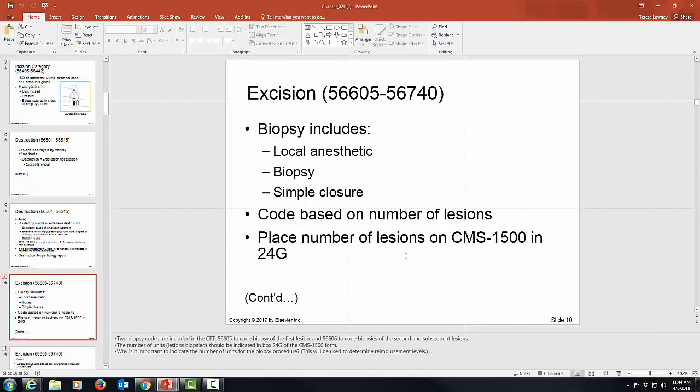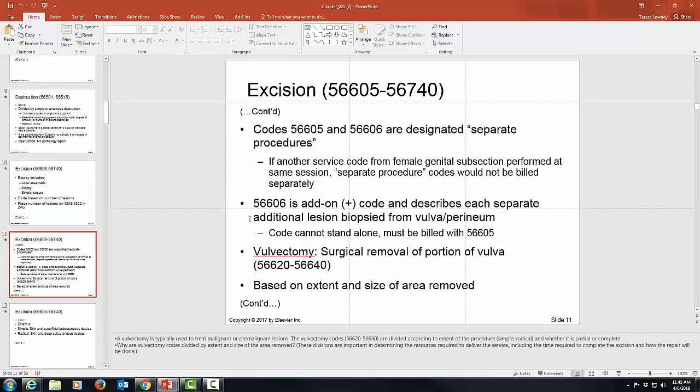Excision includes biopsies. The biopsy codes all include that local anesthetic, the biopsy itself, and a simple closure. The code is based on the number of lesions, and so you're going to place that number of lesions on your CMS 1500 form in box 24G. Excision codes 56605 and 06 are designated as separate procedures. You know what that means. If another service code from the female genital subsection is performed at the same session, this would not be billed separately. However, if it's the only thing done, you can bill it separately.